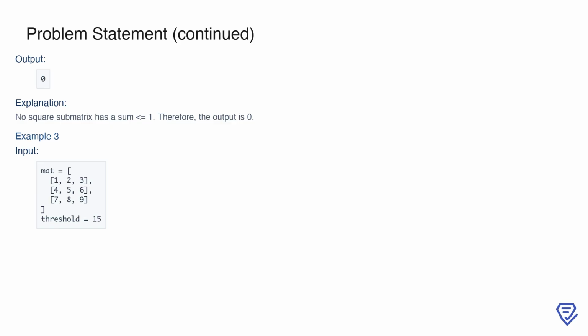In the second example, the input matrix is a 4 by 4 grid where every element is 2, and the threshold is 1. Here, the output is 0. This indicates that no square submatrix, regardless of its size, has a sum less than or equal to the threshold. Since every element in the matrix is greater than 1, even the smallest possible square, a 1 by 1 submatrix, exceeds the given threshold. Therefore, the result is 0, as no valid submatrices exist for this case.